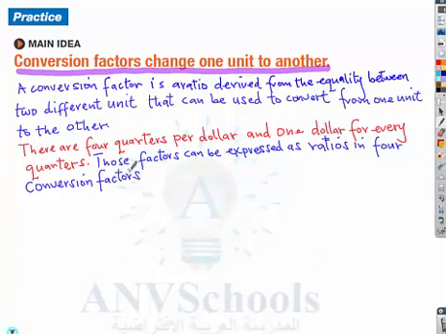In 4 conversion factors. So we have here the first of the 4 is 4 quarters divided by $1, which is equal to 1. So we know that 4 quarters make $1.